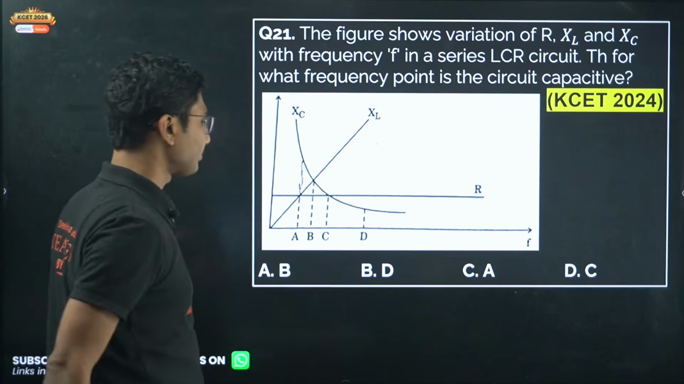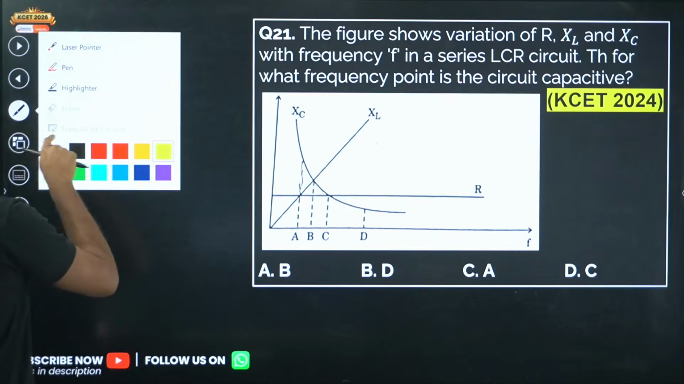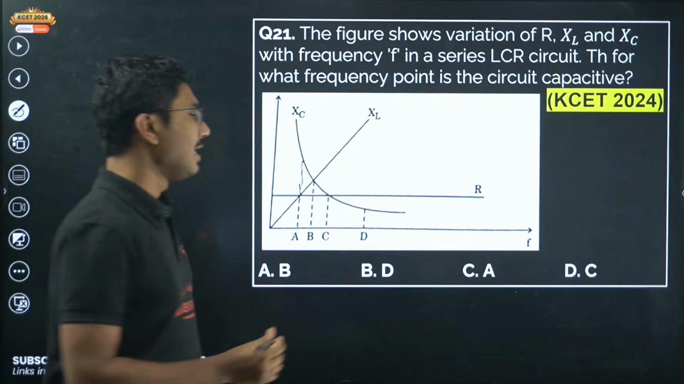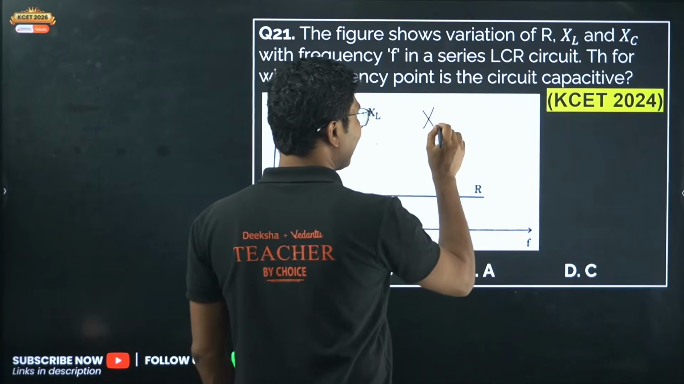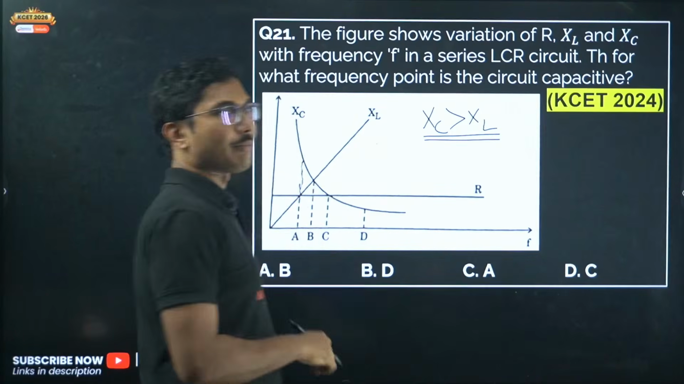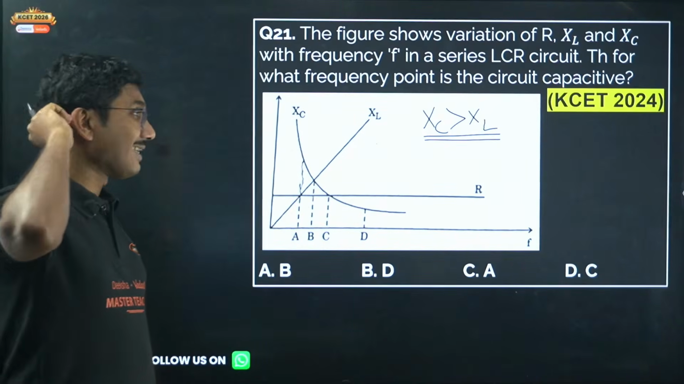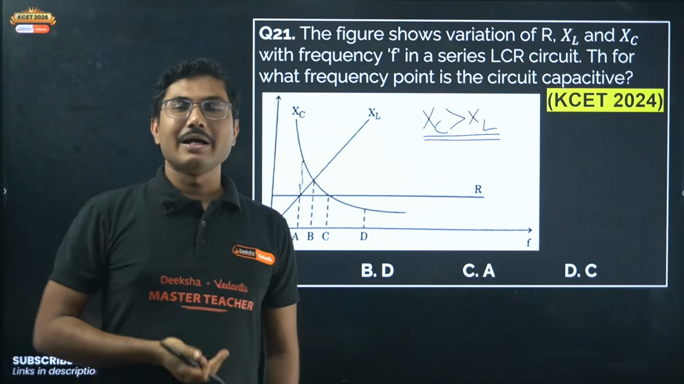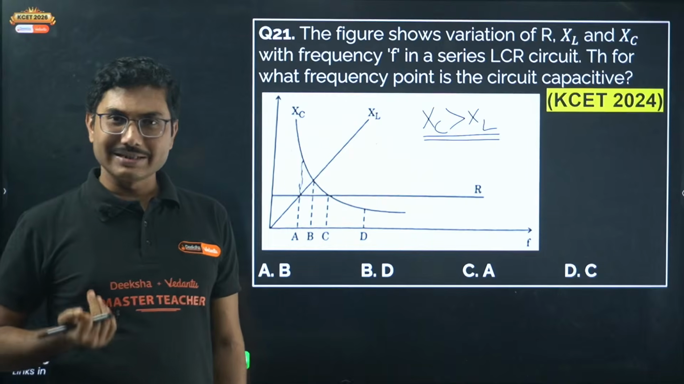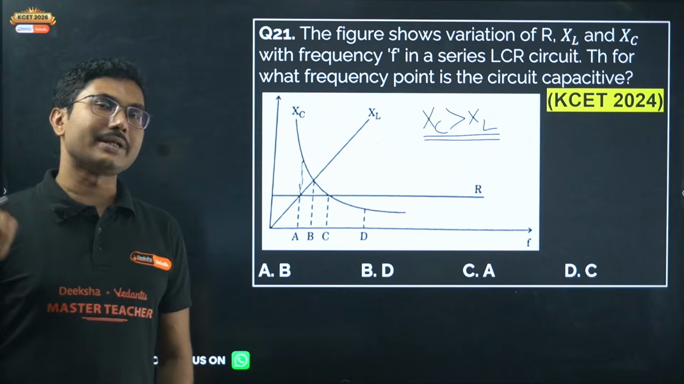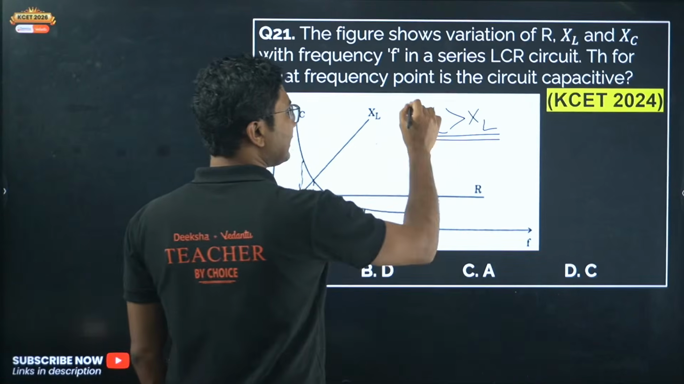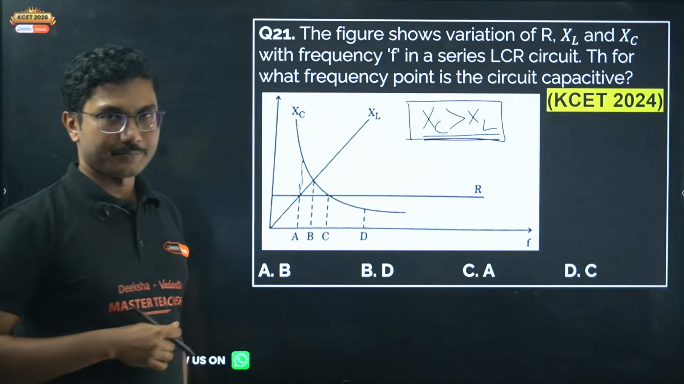First of all, let us understand what it means for a circuit to be capacitive. A circuit is capacitive if XC is greater than XL. A circuit is inductive if inductive reactance is greater than capacitive reactance. A circuit is capacitive if capacitive reactance is greater than inductive reactance. That's it. Basically the capacitance is dominating the circuit.